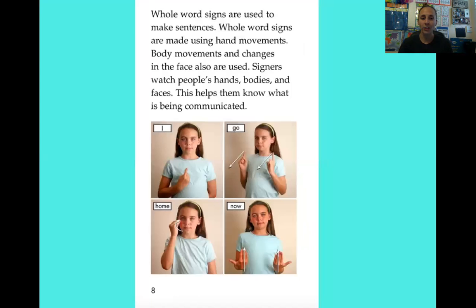Whole word signs are used to make sentences. Whole word signs are made by using hand movements, body movements, and changes in the face. Remember, the face is important. Signers watch people's hands, bodies, and faces. This helps them know what is being communicated. So this is telling us a sentence here.